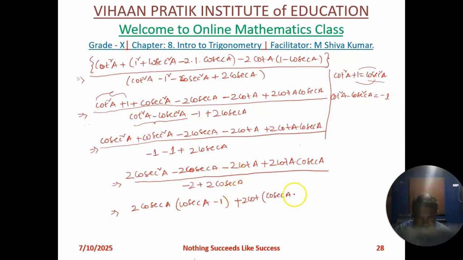plus into minus, we'll write minus 2 cot A into 1 is 2 cot A. In denominator, we'll write it as 2 cosecant A minus 2. So remember this equation, students. We'll continue in next slide.